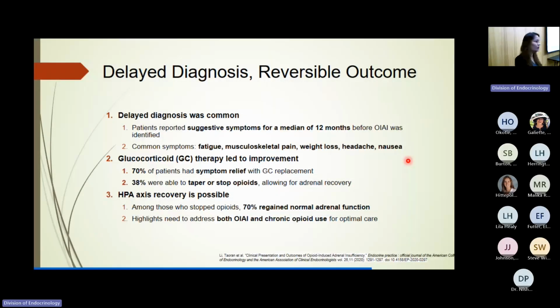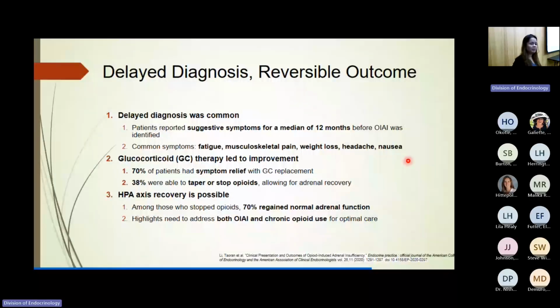Delayed diagnosis was common. This data suggested symptoms for a median of 12 months before it was diagnosed in one way or the other. Glucocorticoid therapy led to improvement. Like I said, 70% of the patients had symptom relief. And then we can talk about adrenal recovery in these patients.